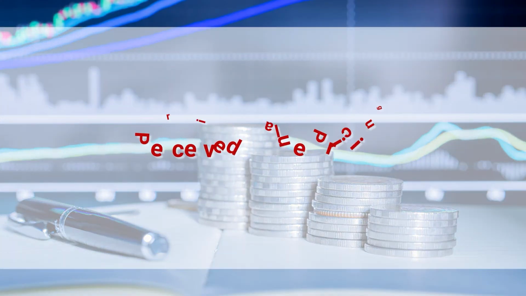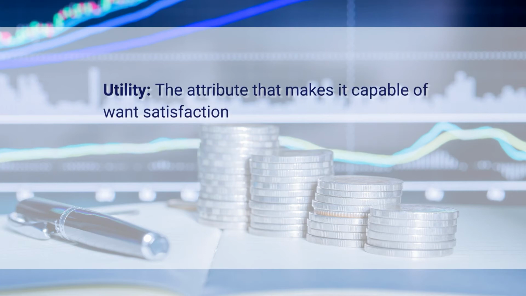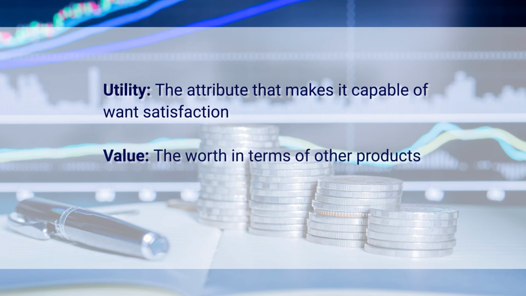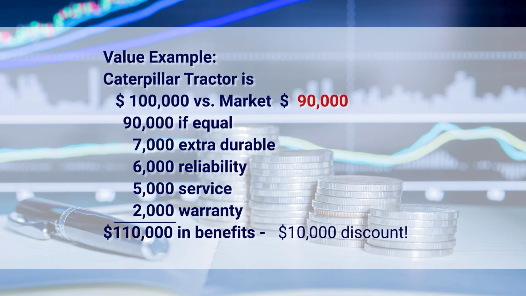And now let me share certain examples of pricing decisions. Say, for example, in perceived value pricing, I have used an example of the utility that Caterpillar tractor provides. And this Caterpillar tractor is providing utility of $1 lakh, whereas market price is 90,000 for that kind of a tractor.